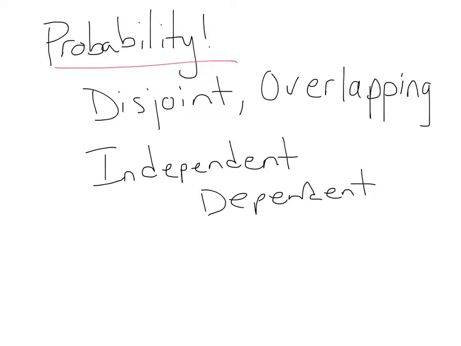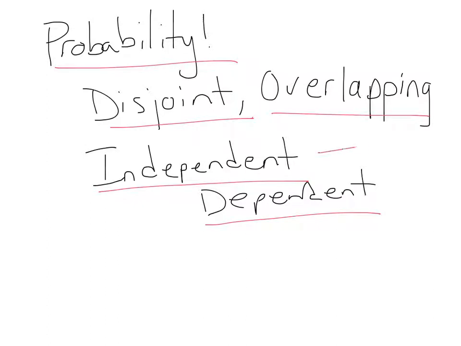We're going to talk about probability. Disjoint probability, overlapping probability, independent probability, and dependent probability. Well, dependent events and independent events within the idea of probability. So, what does it all mean? Okay, let's go to an example.